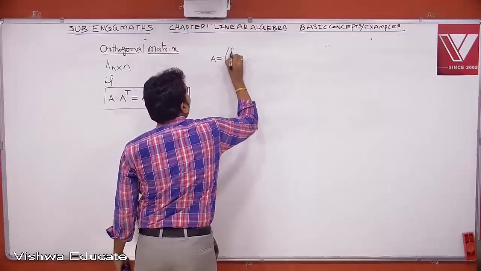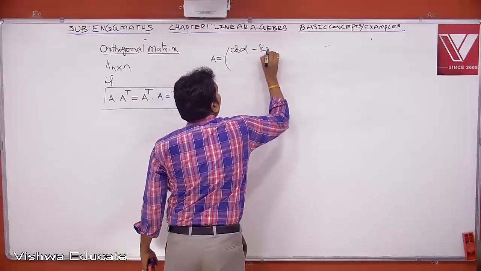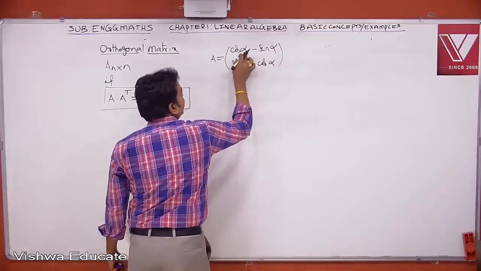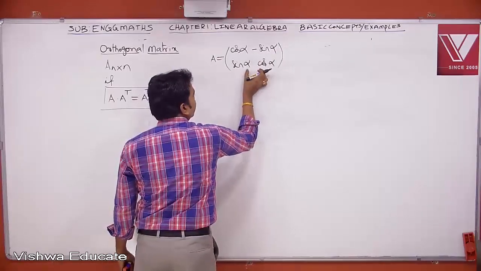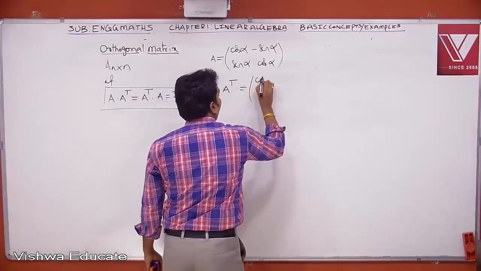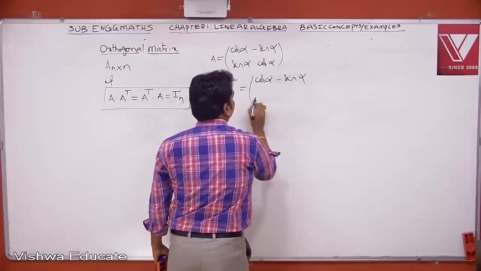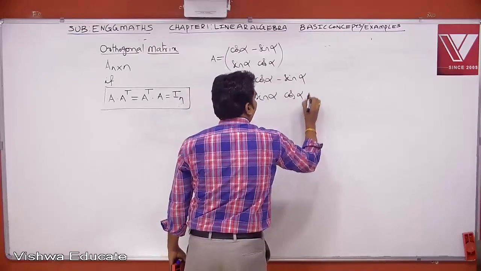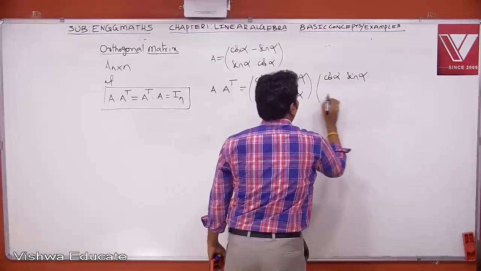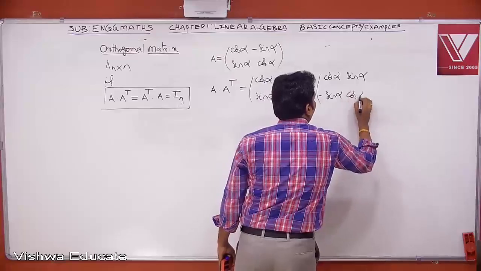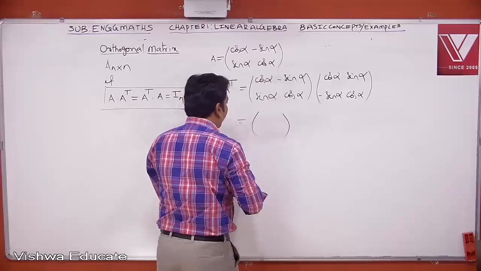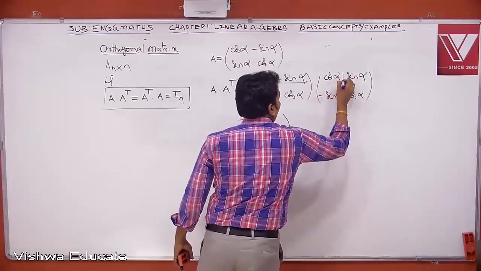Let us take an example. Suppose I have A equal to cos alpha, minus sin alpha, sin alpha, cos alpha. Alpha is some real number, a general 2 by 2 matrix. Now let us calculate A into A transpose. This is cos alpha, minus sin alpha, sin alpha, cos alpha, into the transpose of this matrix. This is cos alpha, sin alpha, minus sin alpha, cos alpha. Now let us multiply these two. So multiply the first row with the first column of this matrix.